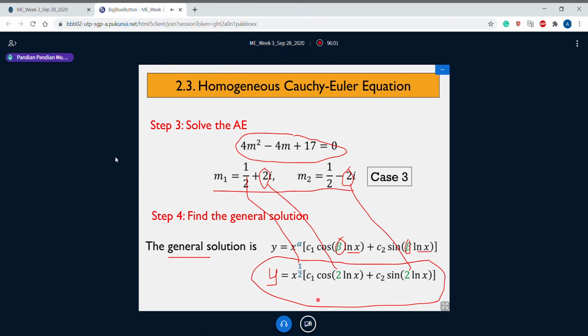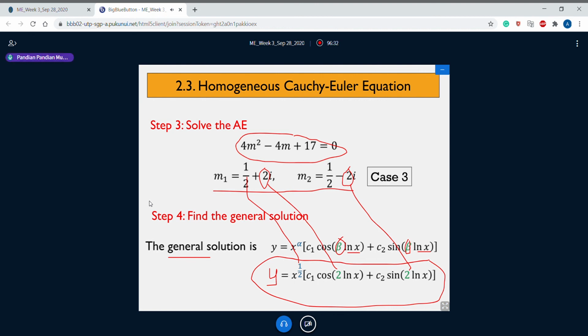But you must remember there are 3 cases involved. Always remember there are 3 cases involved. So that's why you have 3 roots, 3 roots and 3 cases, for Cauchy-Euler as well as for the constant coefficient. But the final solution is slightly different. So you must know the difference between these two.